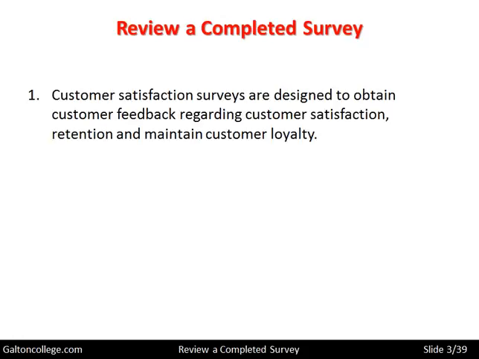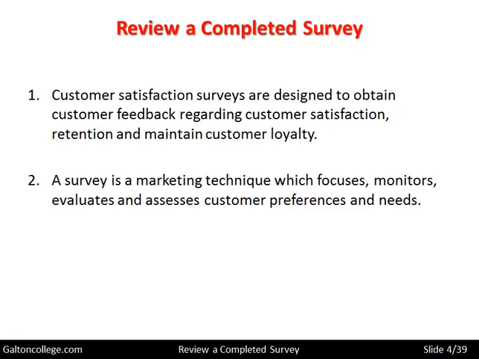Customer satisfaction surveys are designed to obtain customer feedback regarding customer satisfaction, regarding their retention and how to maintain customer loyalty. So customer satisfaction surveys are widely used by marketing departments to try and work out how the customers see the product and how loyal the customers are to the product, and indeed what changes the customers would like to see in the product itself.